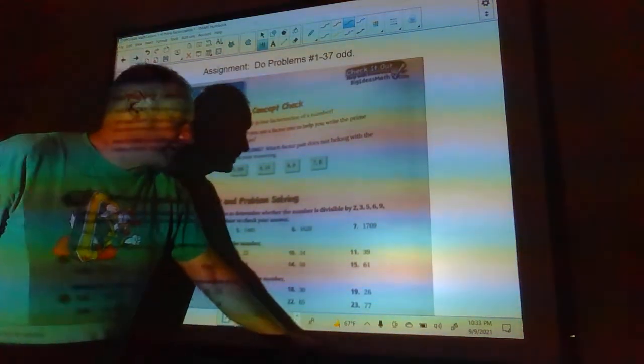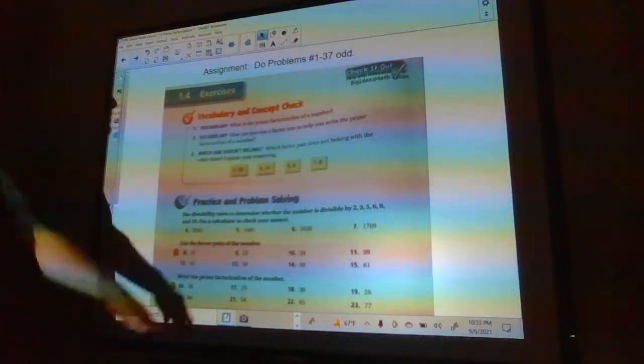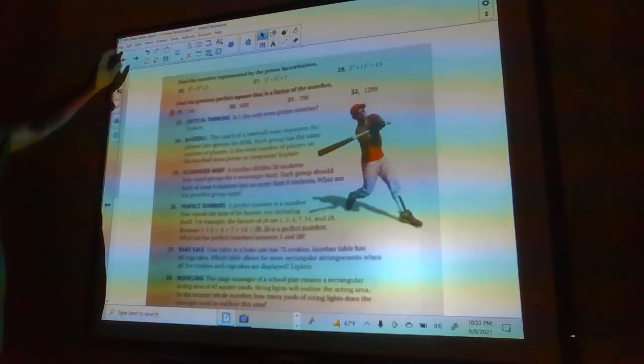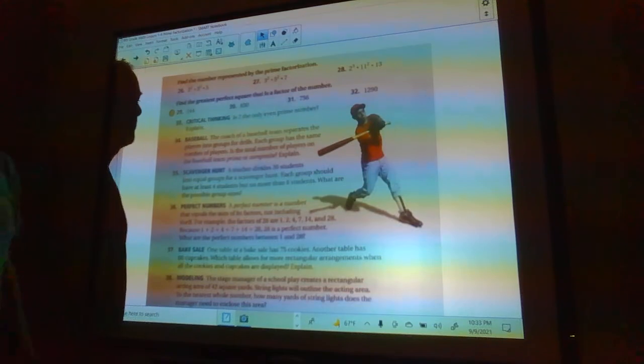Okay, guys, so here you go. I want you to do this lesson, this page, and this page, numbers 1 through 37, just the odd ones, and I will see you in class.